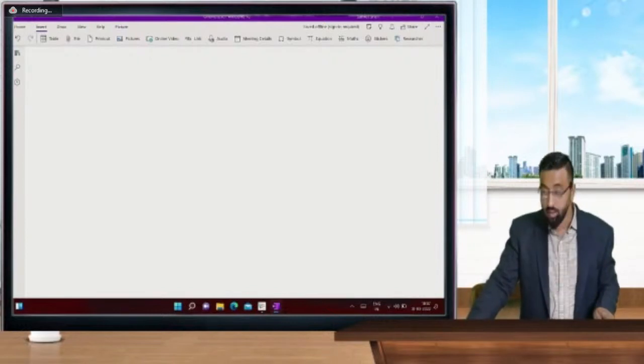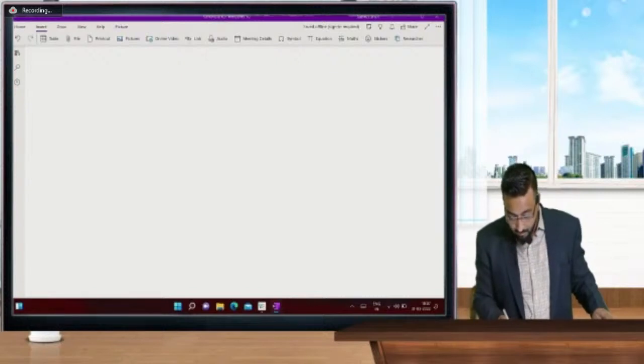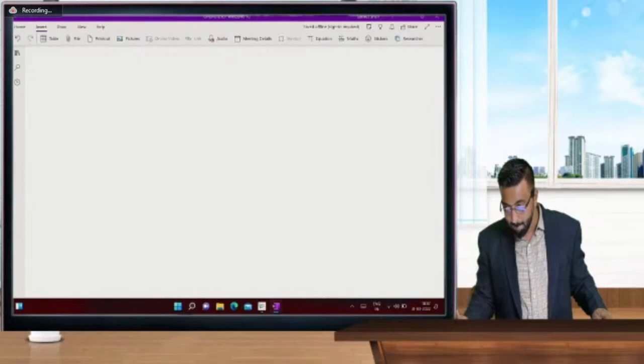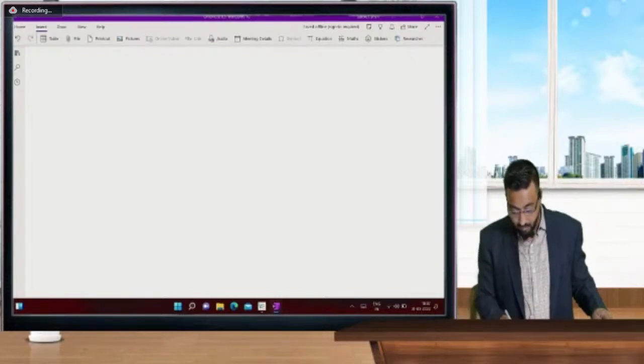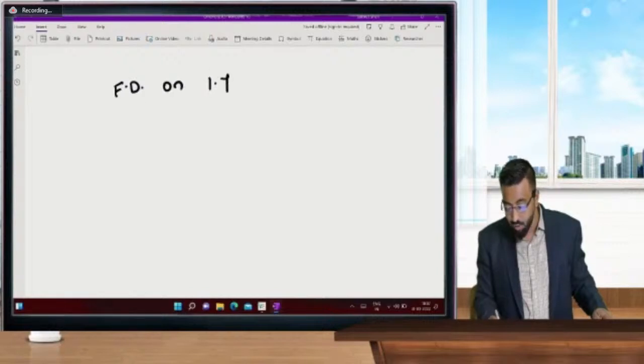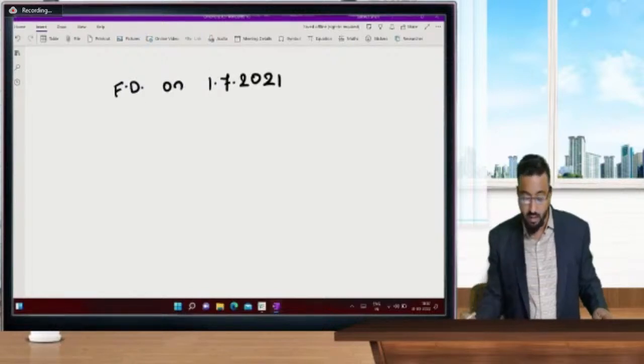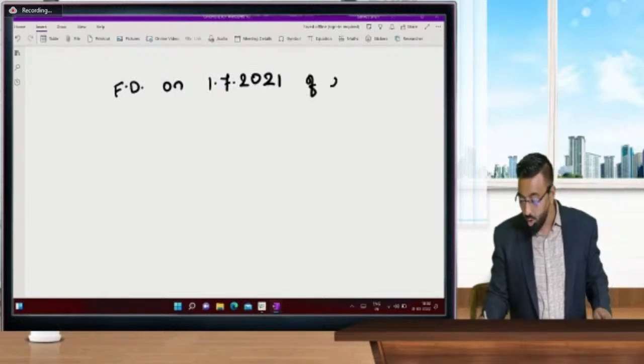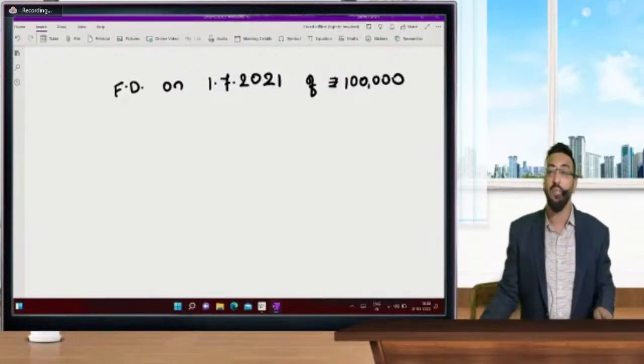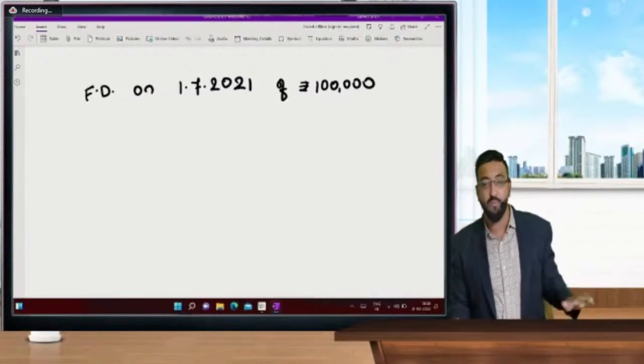Okay. So one question, today's question of the day. Suppose, like the last time's question. An FD on 1st July 2021 of rupees 1 lakh. So today's question of the day: FD is on 1/7/2021 of rupees 1 lakh.